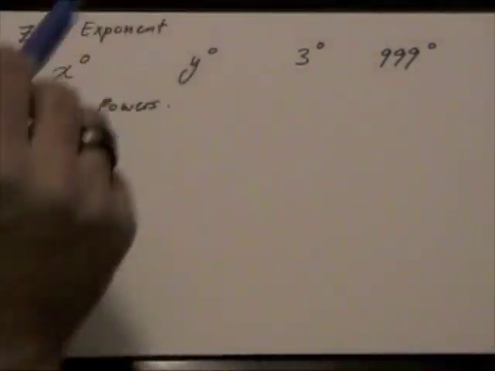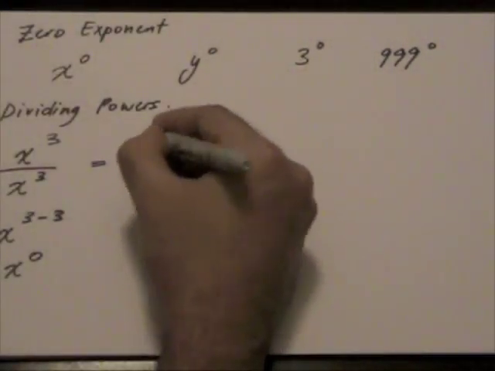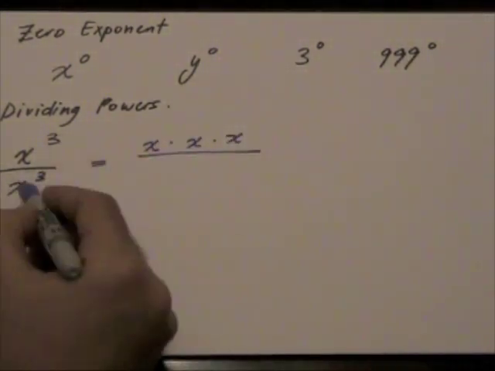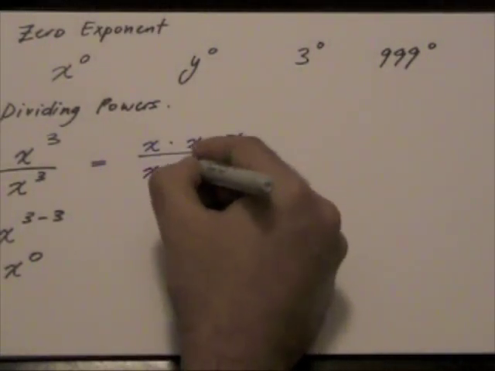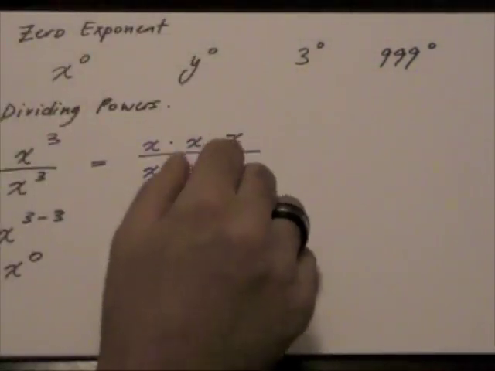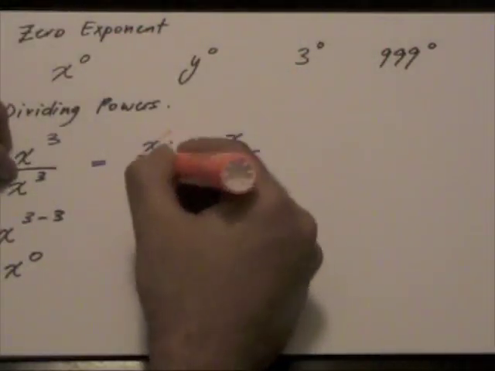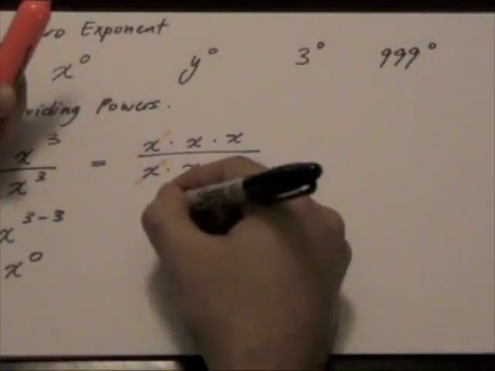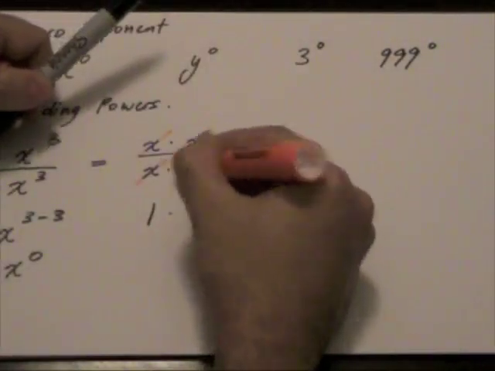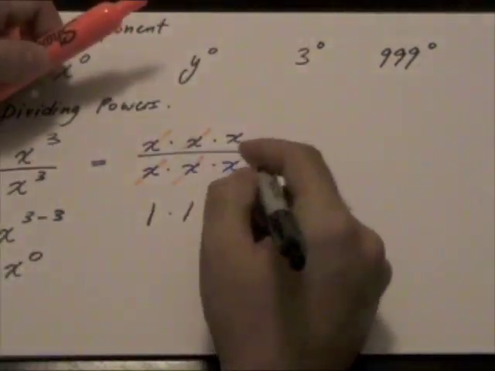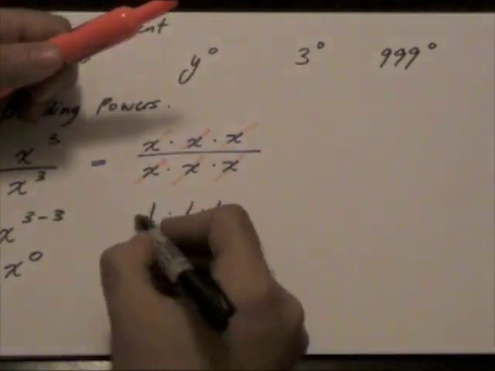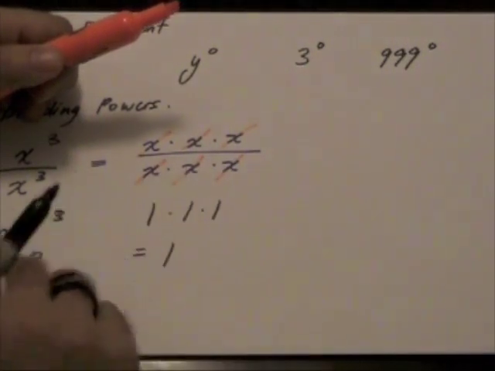But what does this mean? Well, we have here x multiplied by itself a total of 3 times. In the bottom, in our denominator, we have x multiplied by itself also 3 times. So what happens here is as follows. x divided by x is equal to 1, x divided by x is 1, so 1 times 1 times 1 gives me a value of 1.